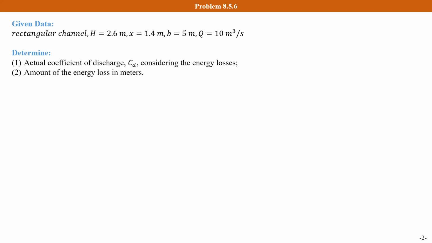Let's move on to the second problem. There is a rectangular channel, and the energy grade line upstream of a weir, which is capital H, is 2.6 meters above the channel bottom. The weir is 1.4 meters high and 5 meters wide. The flow rate equals 10 cubic meters per second.